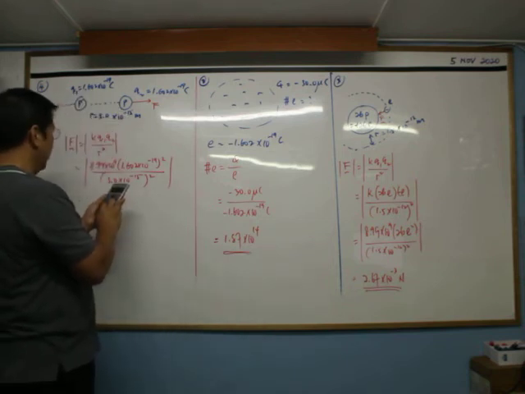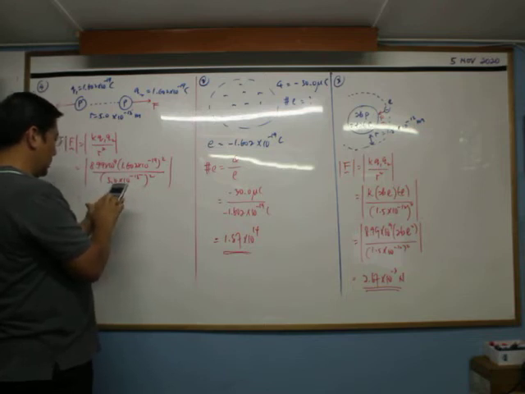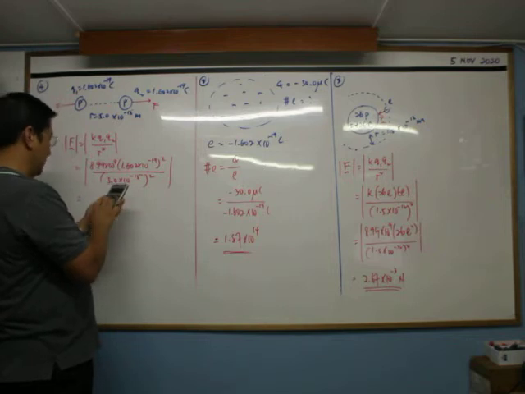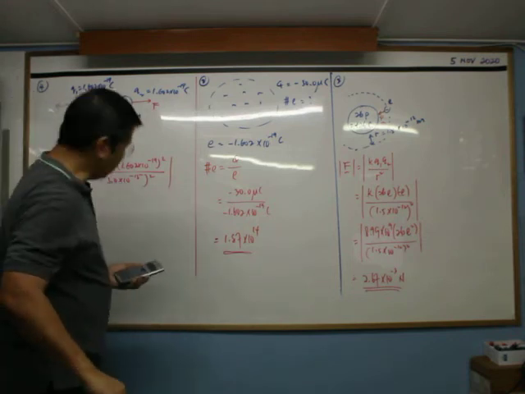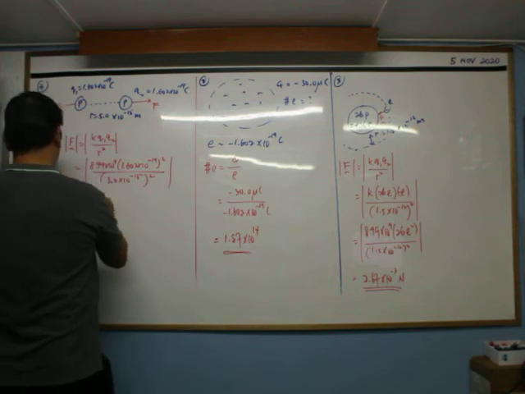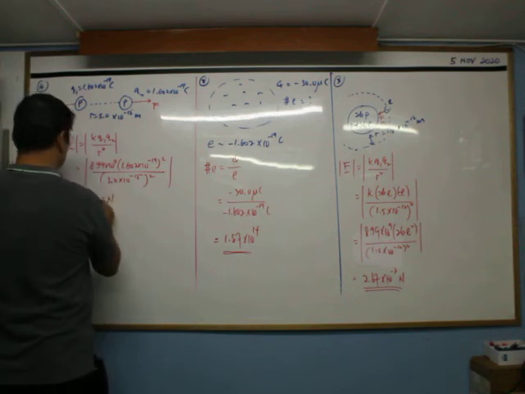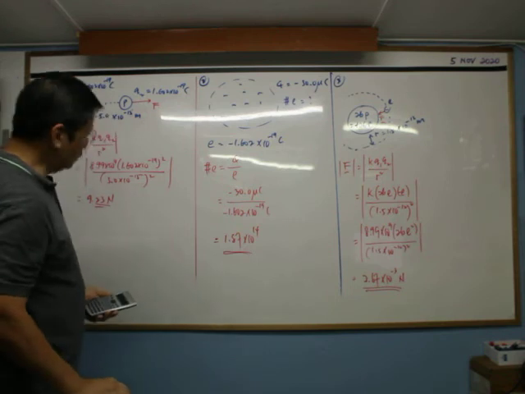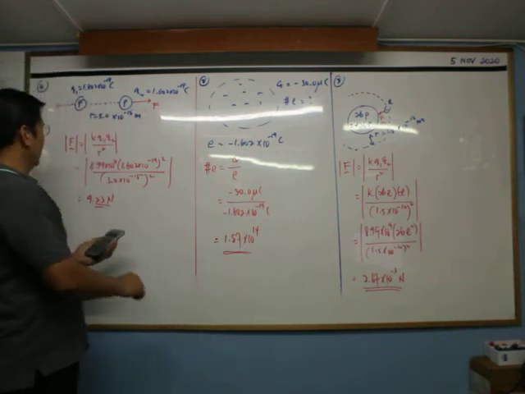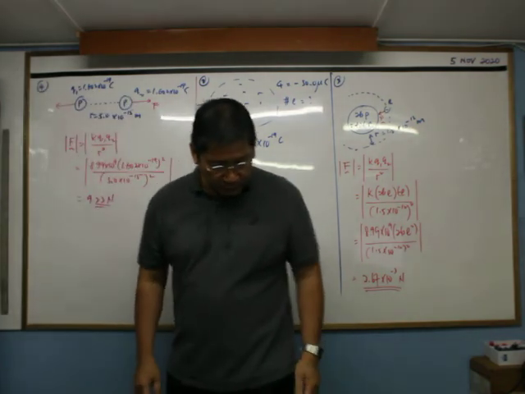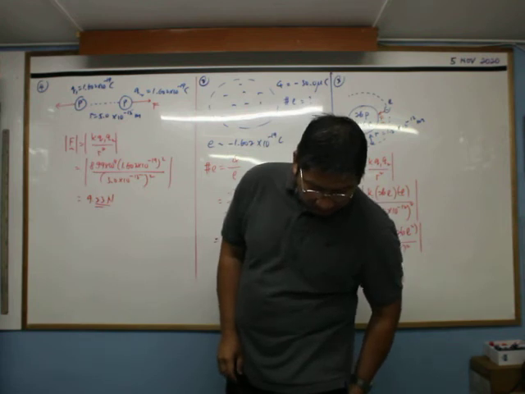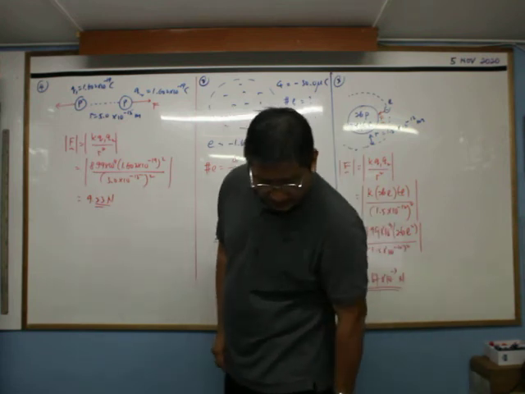So 8.99 10 to the power 9 times 1.602 10 to the power minus 19 square, and divide by 5 10 to the power minus 15 square. Okay, the force is 9.23 Newton. Okay, 9.23 Newton. Right? Okay, so that is question number 4. Next one. Question number 5.